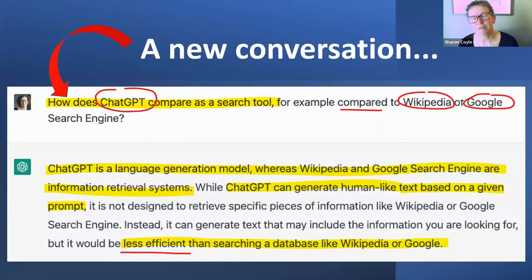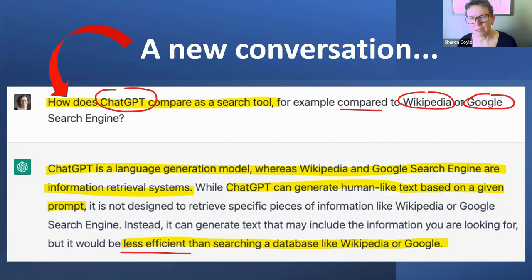And then I started a new conversation. So the way ChatGPT works is that it is with conversation. So if you're in the same conversation, it remembers what you said before and it keeps adding on to that. But when you start a new conversation, it's like a clean slate. So I said, okay, ChatGPT, how do you compare with Wikipedia and Google?